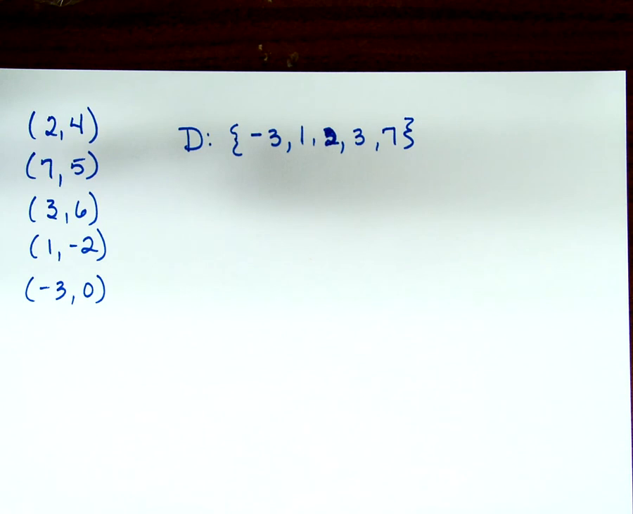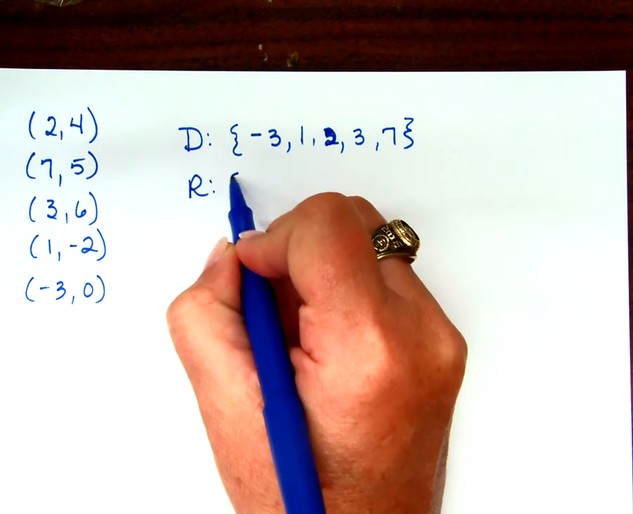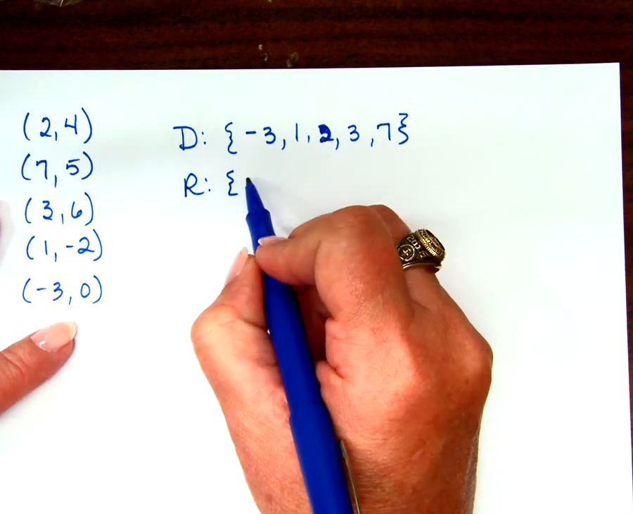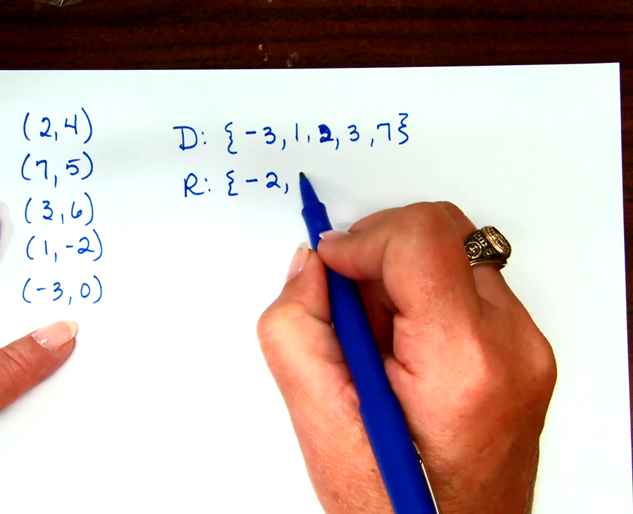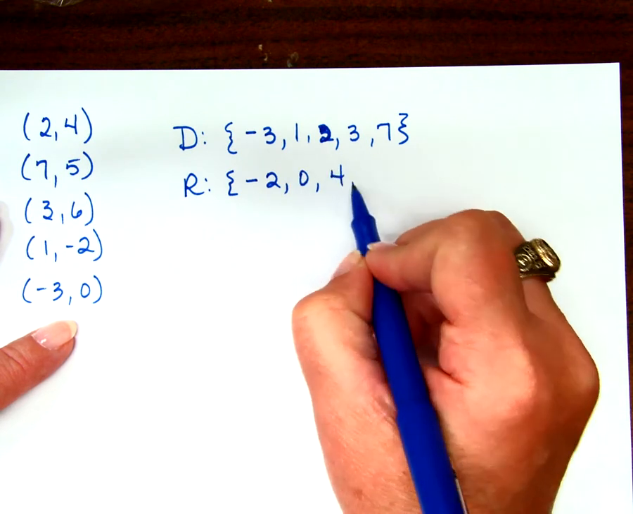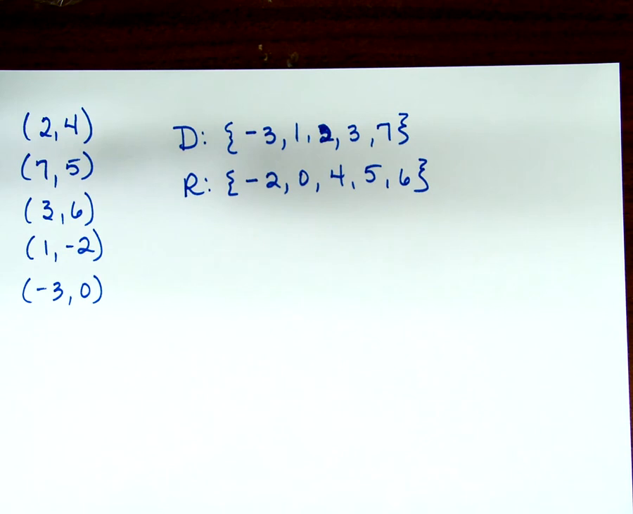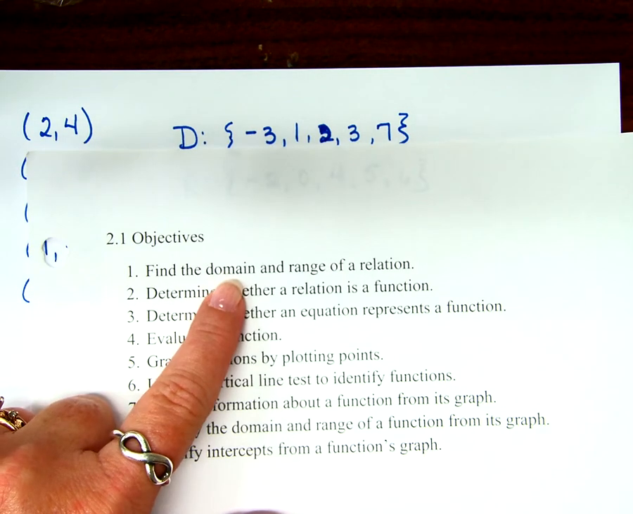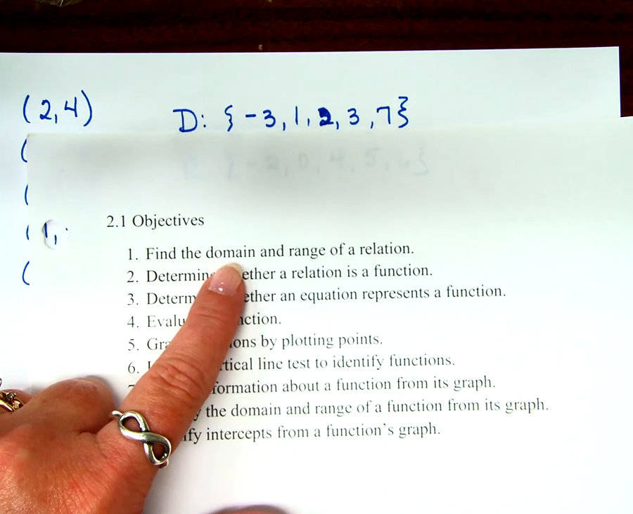Everybody okay with that? So what's the range of this relation? All the y values in any particular order? Least to greatest, so negative 2, 0, yep, 4, 5, 6, okay? Now, while we're here, first of all, do I need to do any more domain and range examples for you for finding your domain and range of a relation?